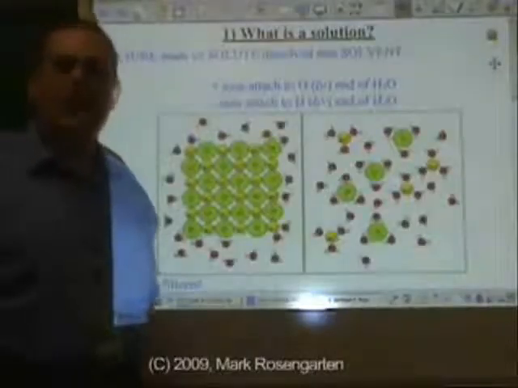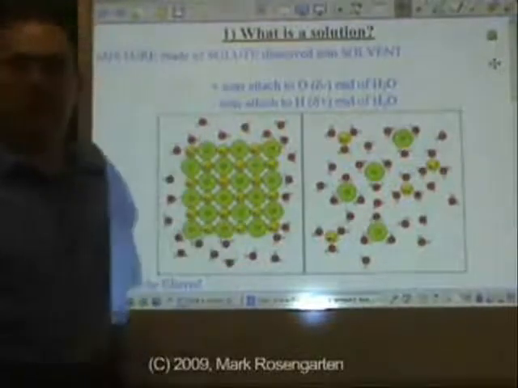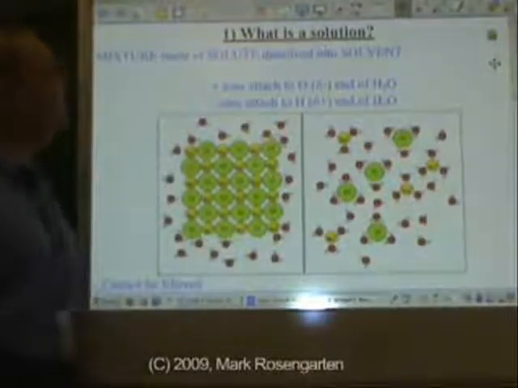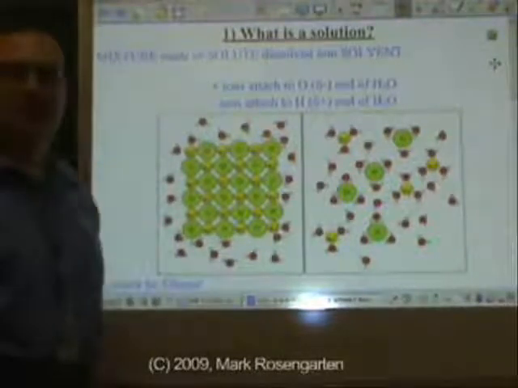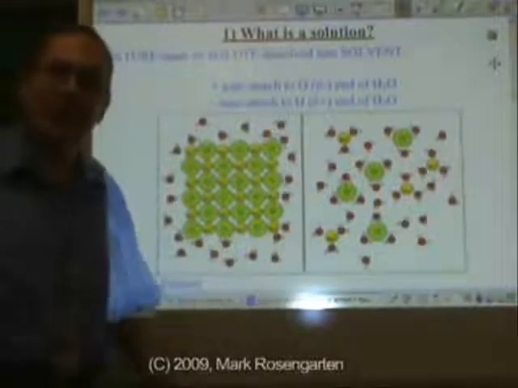If you're not part of the solution, you're part of the precipitate. What is a solution? Well, in simple terms, a solution is just nothing more than a homogeneous mixture of a solute dissolved into a solvent. Well, that answers all your questions, right?